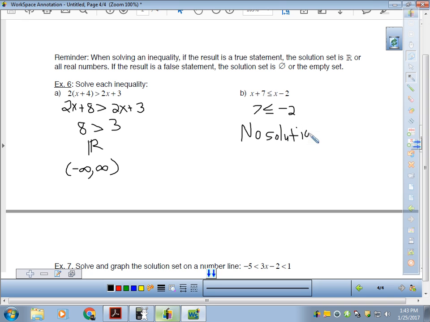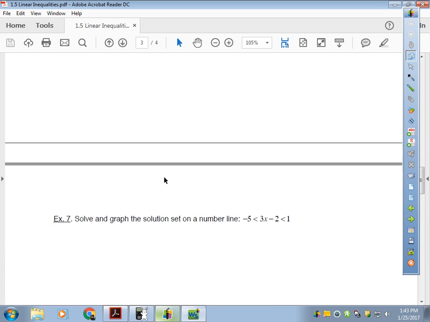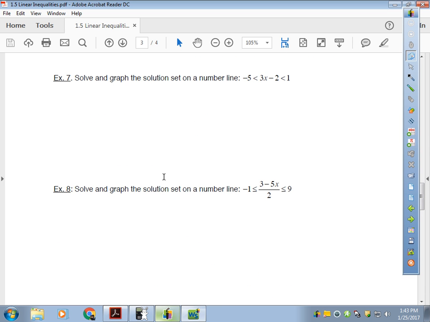Now again, we do have a symbol that means no solution. It's kind of a circle with a slash through it. That symbol means empty set or null set, which basically just means there is no solution set. Okay? And sometimes those things happen. They do. Let's look at a couple more examples.